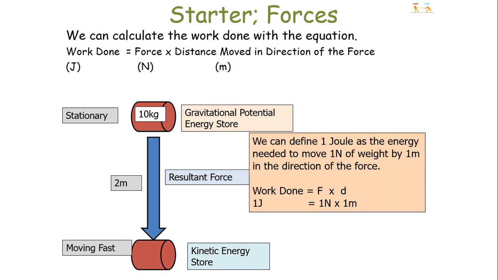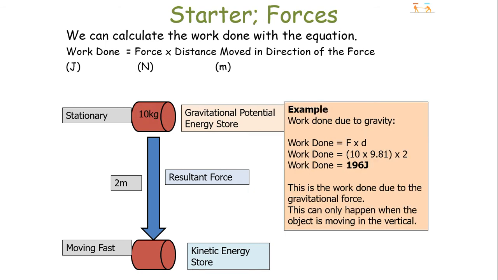Now, we can calculate the work done with the equation: work done in joules is equal to the force in newtons times the distance moved in the direction of the force, the displacement in the direction of the force. We can actually use this to define what 1 joule is. 1 joule of energy is the work done needed to move 1 newton of weight or force by 1 metre in the direction of the force. So work done equals force times distance, so 1 joule is equal to 1 newton times 1 metre.